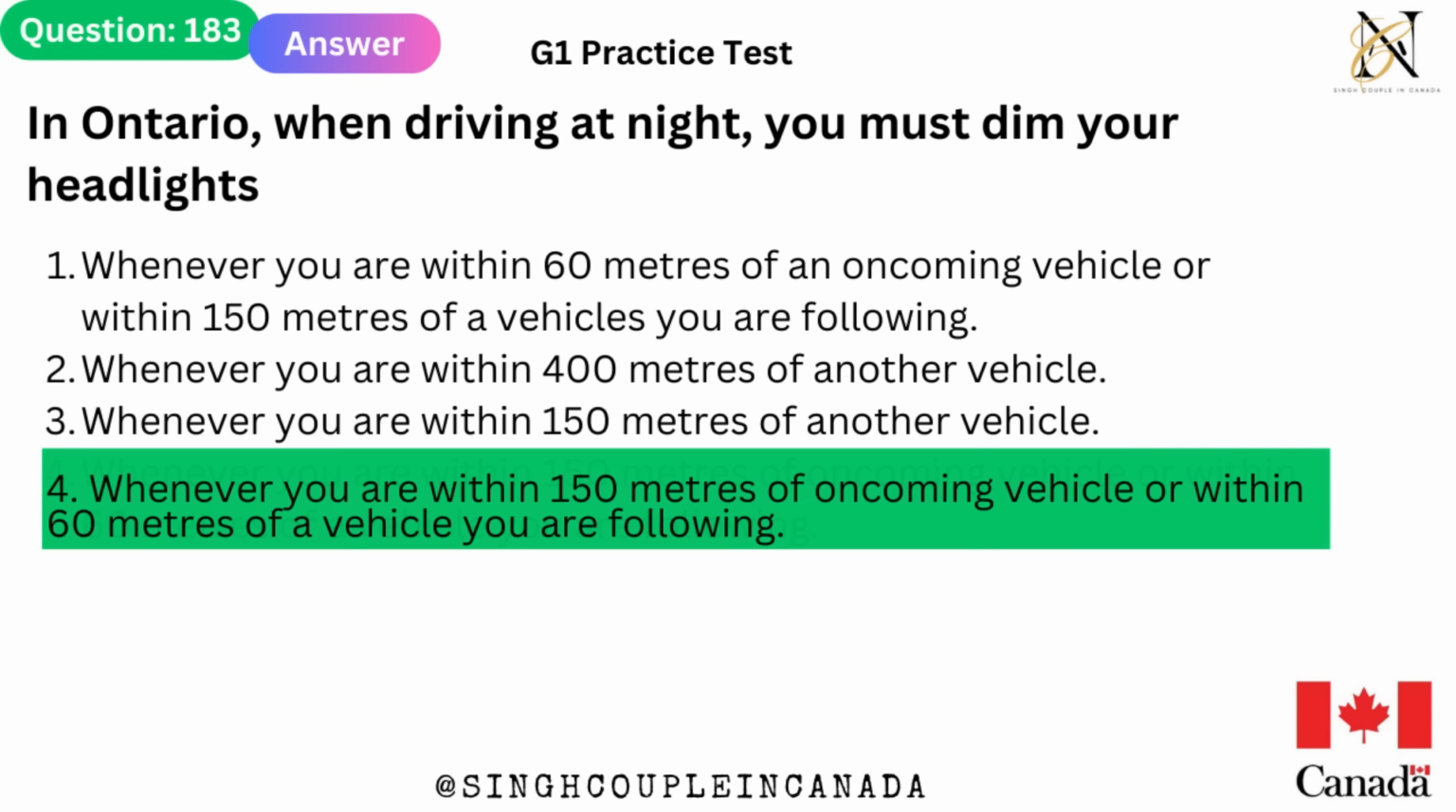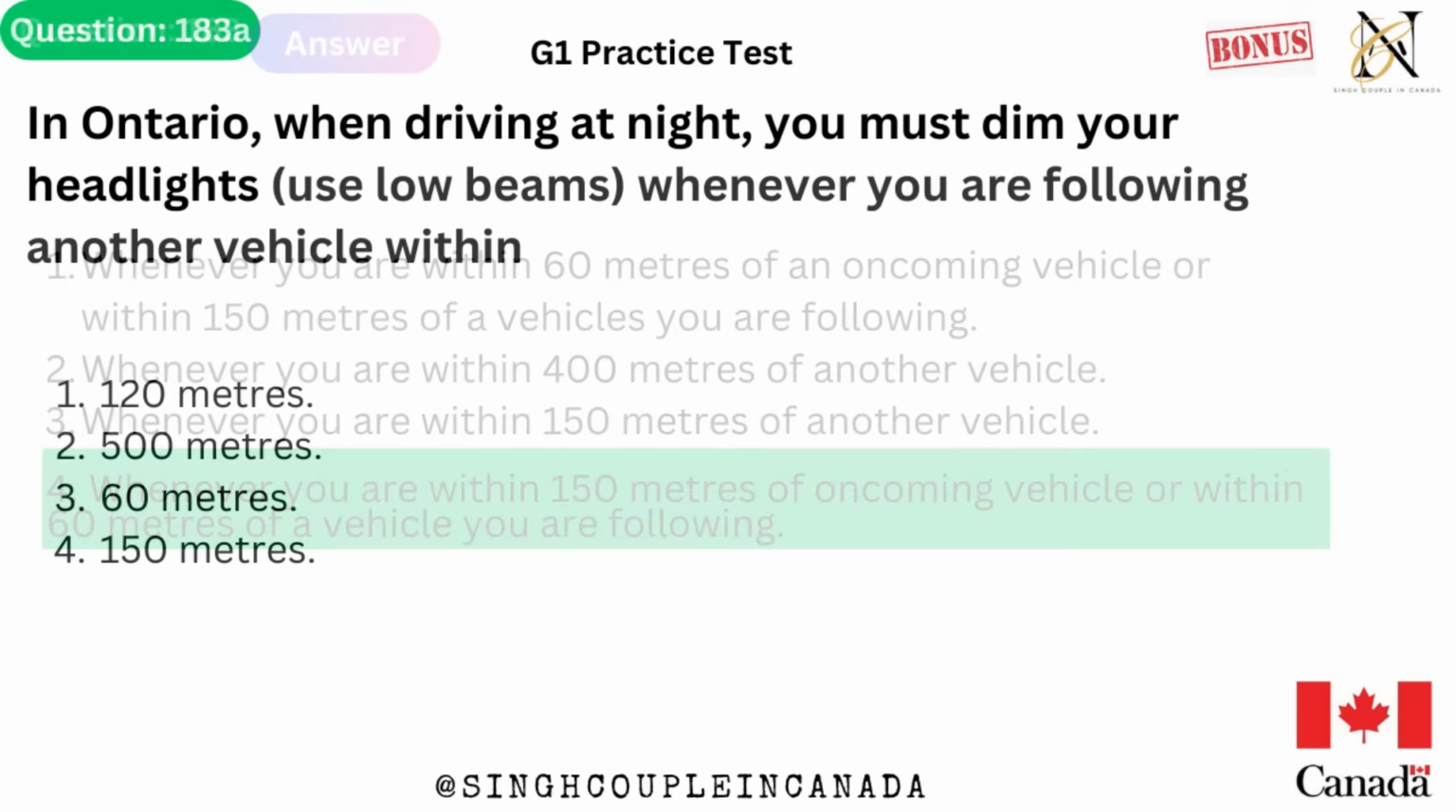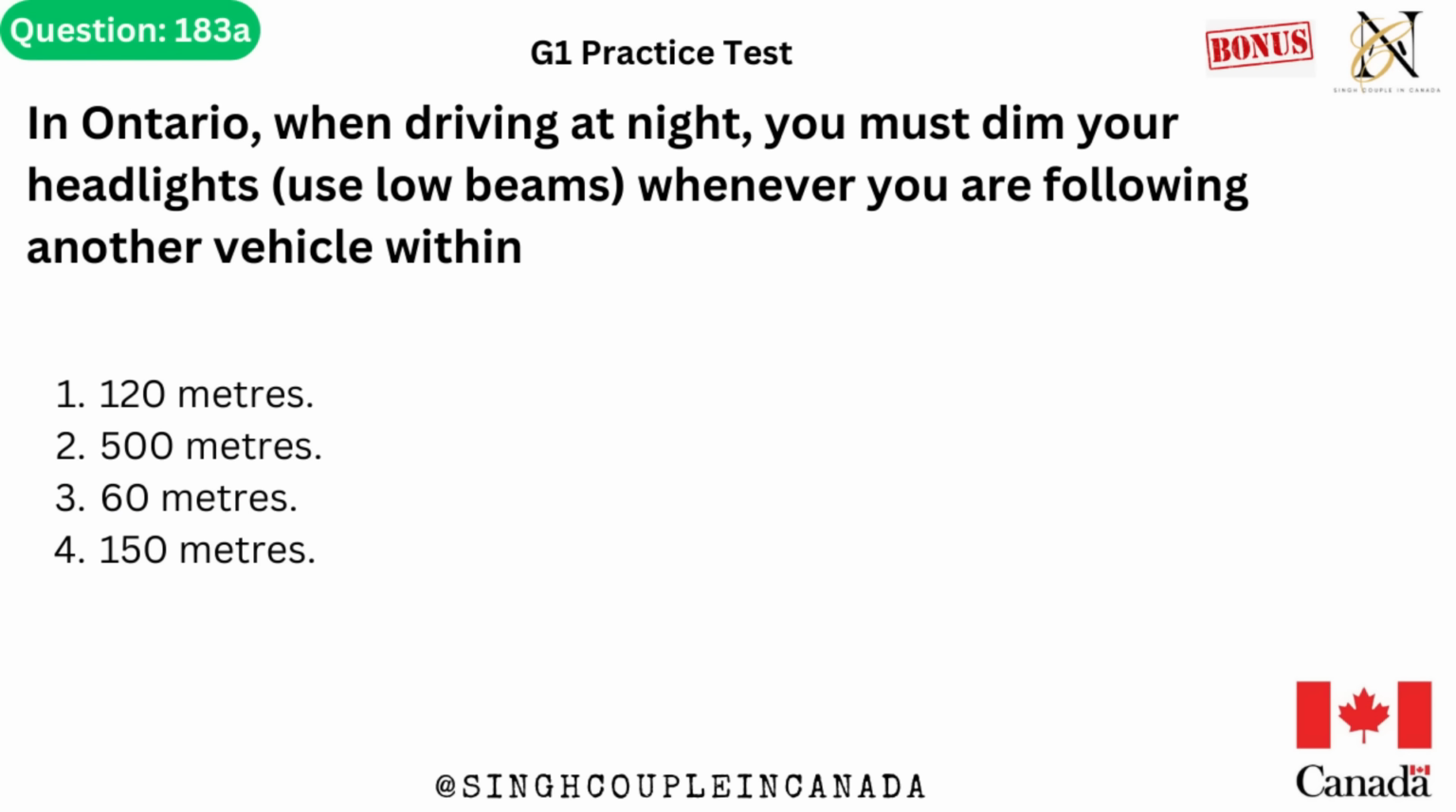The answer is 4. Whenever you are within 150 meters of oncoming vehicle or within 60 meters of a vehicle you are following. In Ontario, when driving at night, you must dim your headlights, use low beams, whenever you are following another vehicle within 1. 120 meters. 2. 500 meters. 3. 60 meters. 4. 150 meters. The answer is 3. 60 meters.